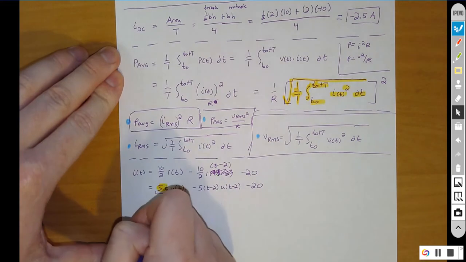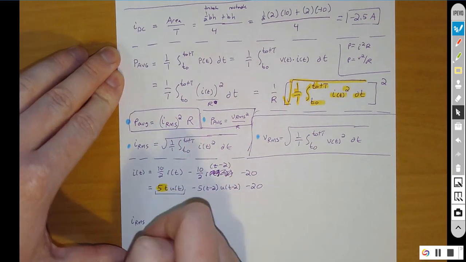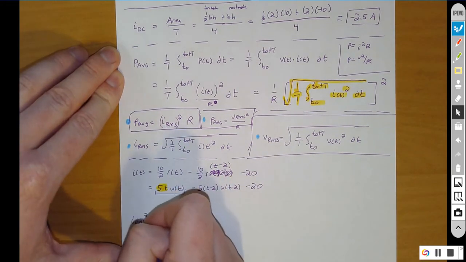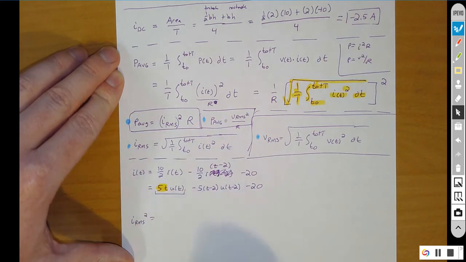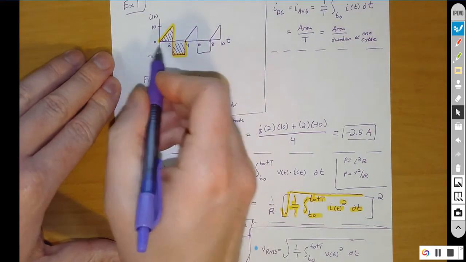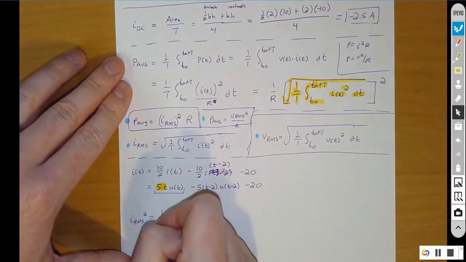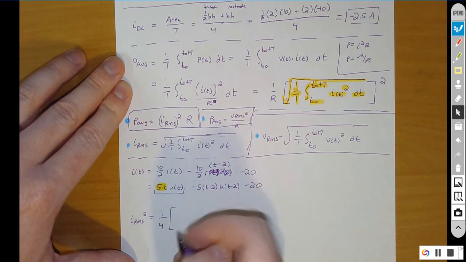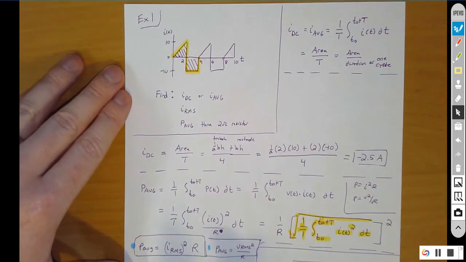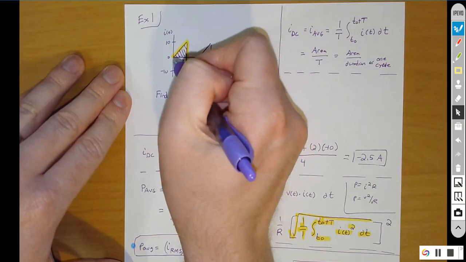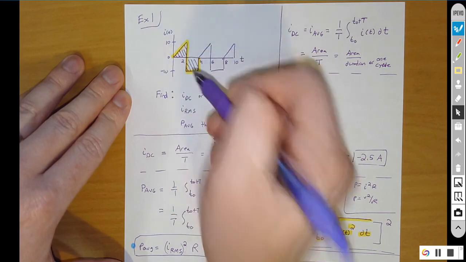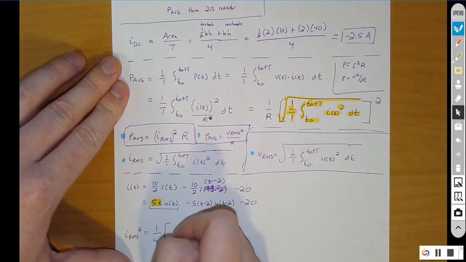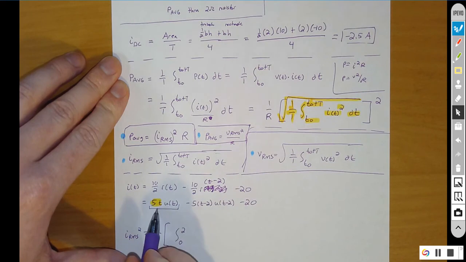So if I go write I_RMS, and I'm going to do I_RMS squared so I don't have to remember that square root, then it's going to be 1 over T. So this whole thing lasts for 4 seconds. So let's go ahead and grab that. And then we are going to integrate. So we're going to do 2 integrals because we have 2 different lines. We're going to integrate from 0 to 2 for this line, and then from 2 to 4 for this line. So from 0 to 2, we have a 5t.